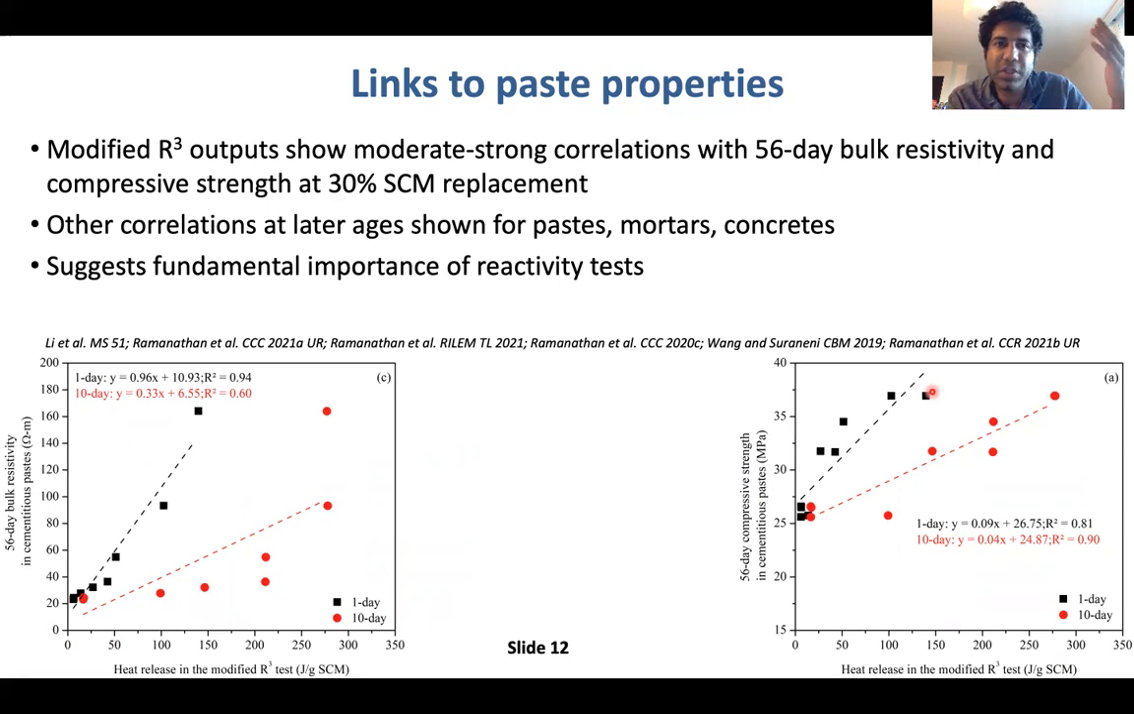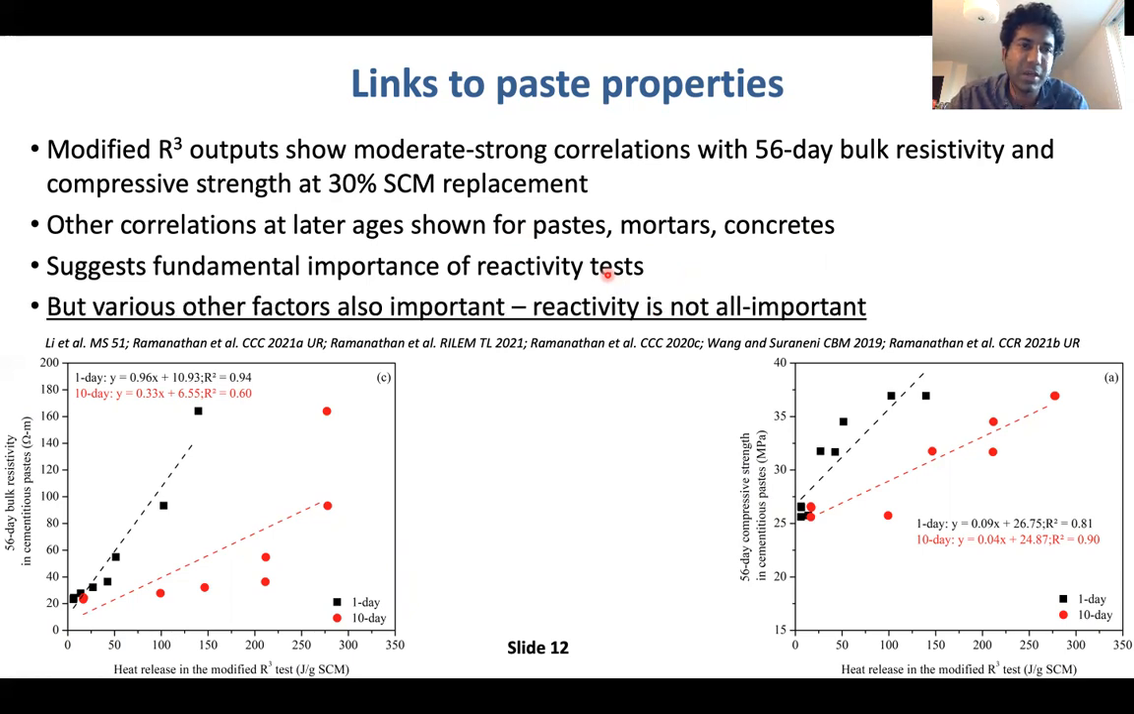But at later ages and relatively high SEM replacement levels, we find that we can predict the bulk resistivity or the strength evolution based on reactivity. And we've shown such correlations for paste, mortar, and concrete. This is great because it suggests the fundamental importance of reactivity tests. But I have to emphasize here, there are a lot of other factors that are important. You can't use only reactivity to predict strength.